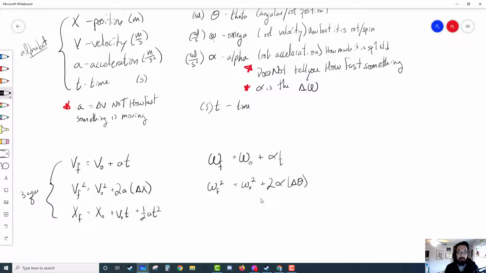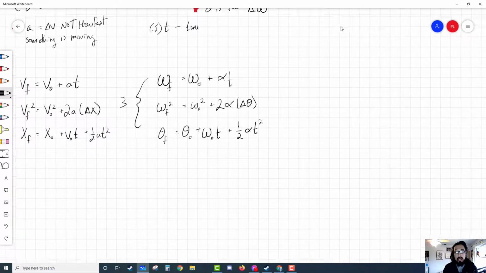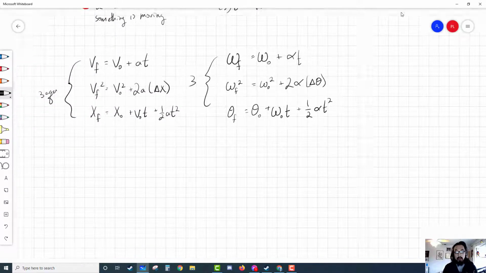All right, now let's finish this off. Instead of saying X for position, we see that it's theta. So we say theta F is equal to theta initial, because X and X, plus, instead of V initial for velocity, omega initial times the time, plus 1/2, instead of A for acceleration, alpha, and then time squared. So here are our three rotational kinematics equations.